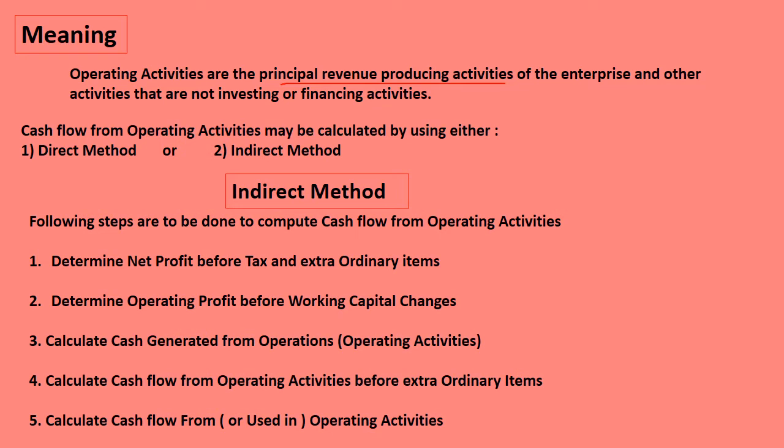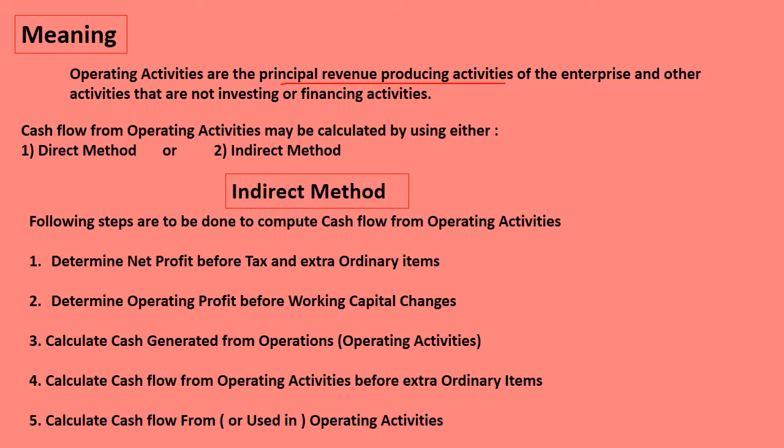Operating activities are the principal revenue producing activities of the enterprise and other activities that are not investing or financing activities. In the case of manufacturing firms, the manufacturing of goods and its selling is the revenue producing activity. In the case of some retail shops, buying of goods and selling of those goods is the revenue producing activity. In the case of financial institutions, receiving of deposits and giving loans are their principal revenue producing activities.